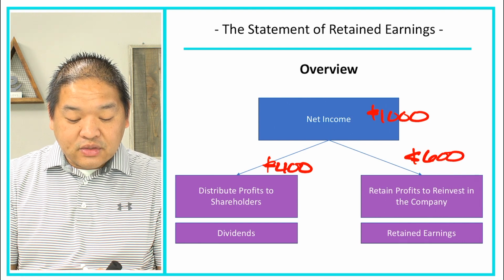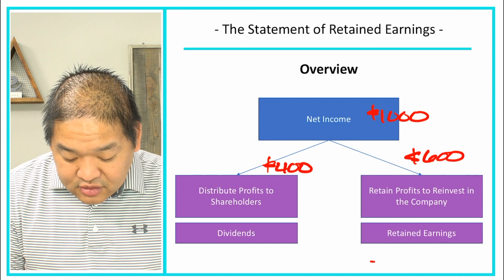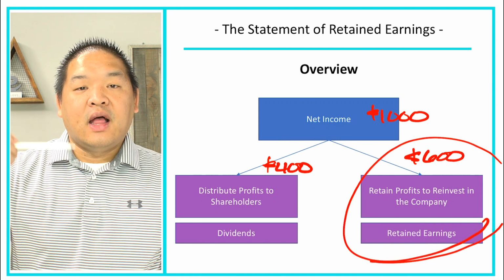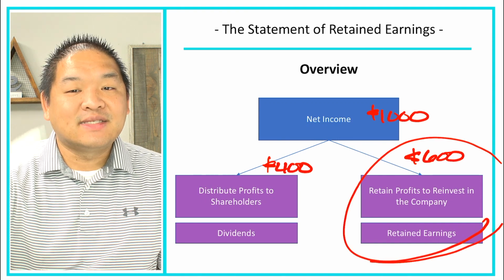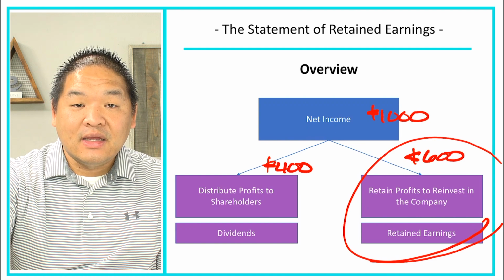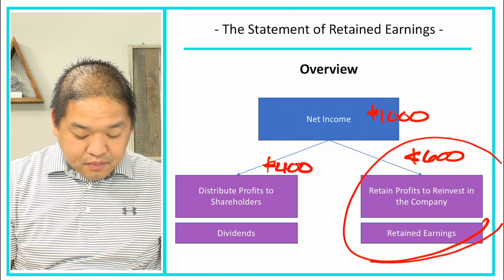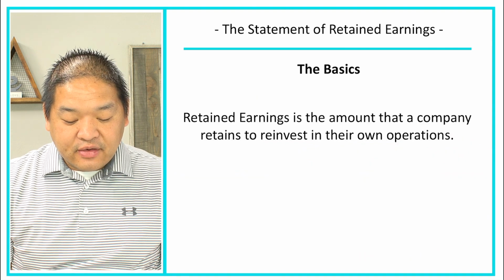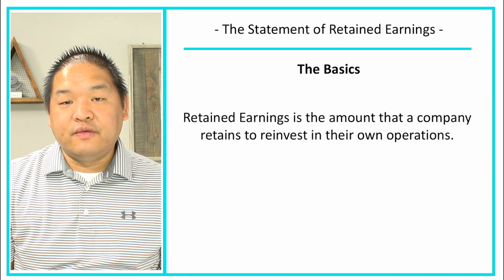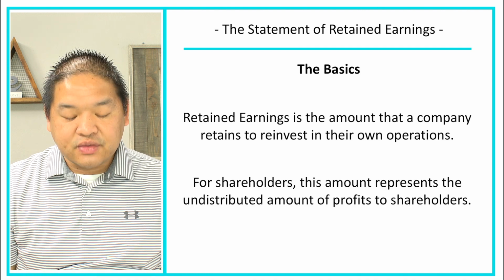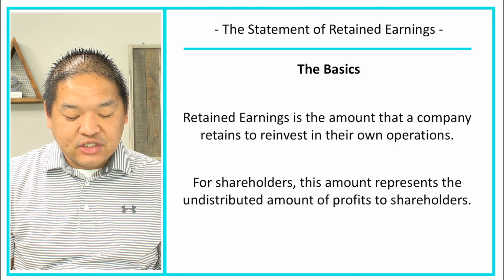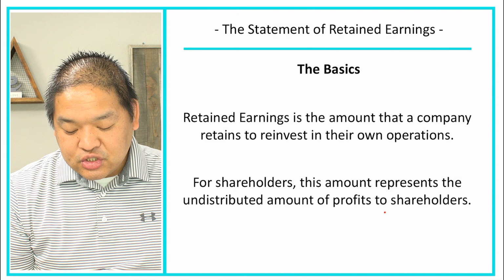So that's what we're talking about with retained earnings. That $600 becomes retained earnings. The earnings that the company has decided to retain for their own use, whatever that might be. So the retained earnings is the amount that a company retains to reinvest in its own operations. For shareholders, this amount represents an undistributed amount of profits.